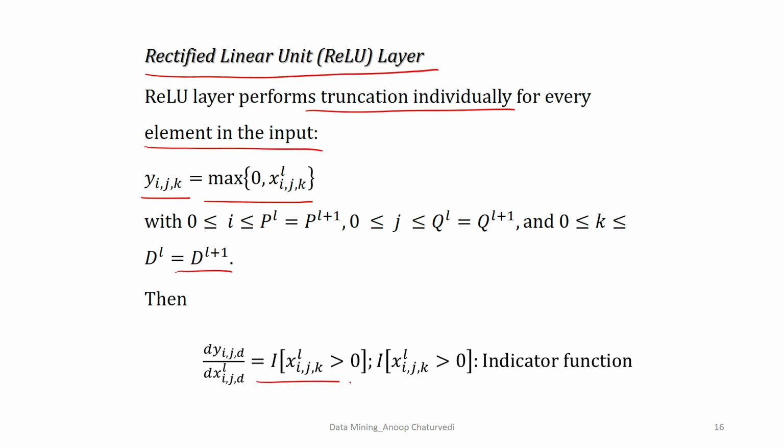And obviously, when we take the derivative, it is equal to 0 if the maximum is 0, and it is equal to 1 if the maximum is not equal to 0, the maximum is equal to xij k l. So, it is an indicator function. Indicator function I x I j k l greater than 0.